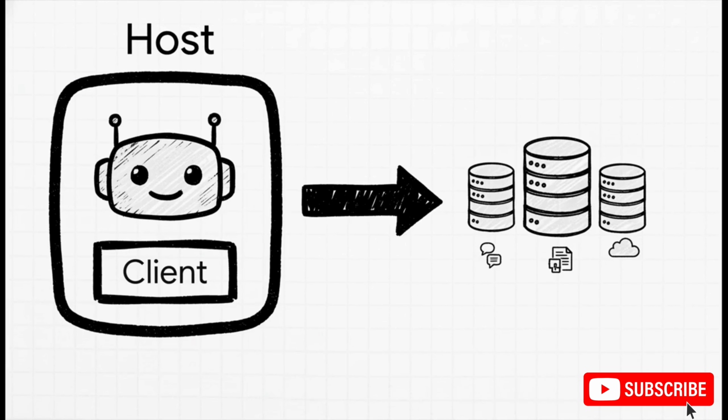And the way it's built is actually pretty straightforward. You've got your host, that's the AI app you're using, like ChatGPT or Claude. That host has a client that handles all the connections. And that client can then reach out and connect to a bunch of different servers. These servers are what expose all the tools and data from the apps you use every day, like Slack, Jira, or even your company's private database.